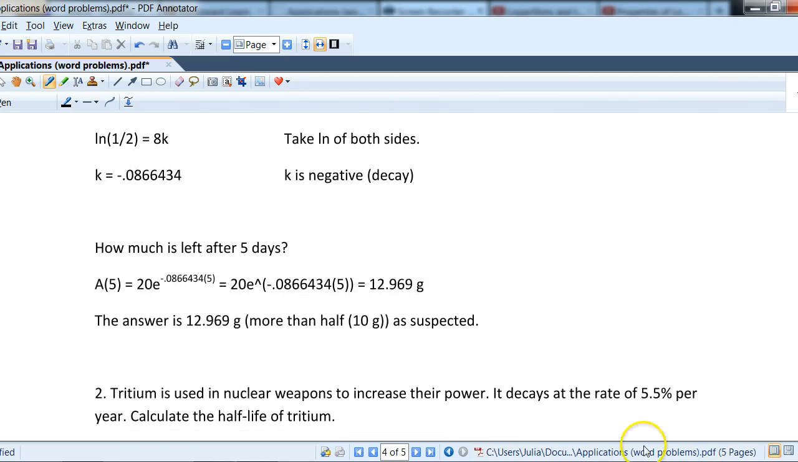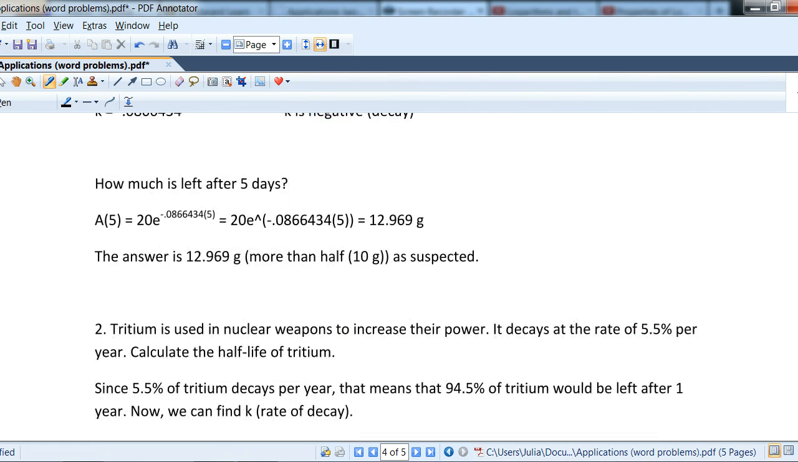Okay, once in a while we have percentages that are given to us, and we have to calculate the half-life. So here, tritium is used in nuclear weapons to increase their power. It decays at the rate of 5.5% per year. Calculate the half-life of tritium. You have to be careful with the decay. You cannot just use the percentage the way you sometimes can with growth.